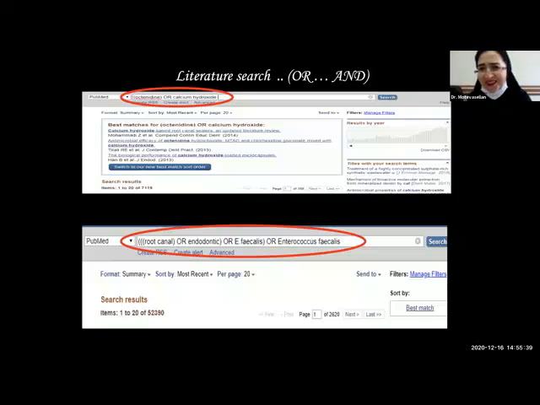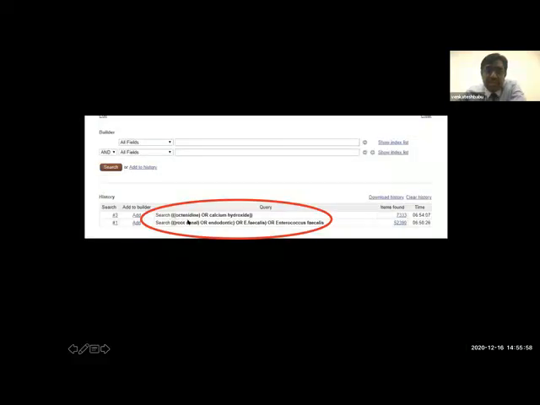Same way I am typing root canal, endodontic, E. faecalis, Enterococcus faecalis, separately. Then if I click search, I am getting 52,000 plus papers. Then you go into the advanced, you will have this summary. Octenidine or calcium hydroxide 7,000 plus, root canal, endodontic, E. faecalis, Enterococcus faecalis 52,000 plus. If I click this add here, automatically this will go to this box. Once again, if I click this add box, this will go to this box.